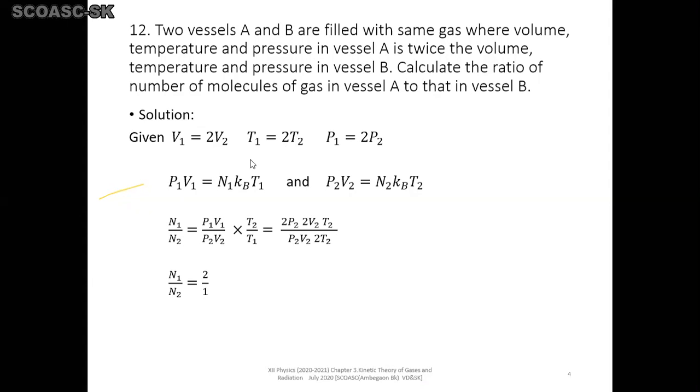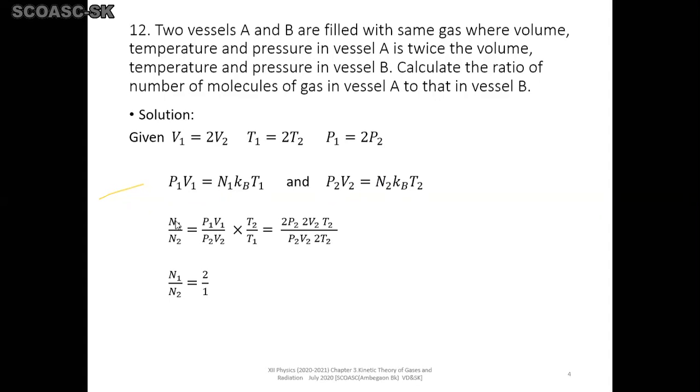Right. So P1V1 is equal to n1 Kb T1, and P2V2 is equal to n2 Kb T2, right? Now what we are going to do is take this ratio. If I take this ratio, I just reshuffle this. n1 I can write as P1V1 upon Kb into T1, and n2 I can write as P2V2 upon Kb into T2. This is what I can write.